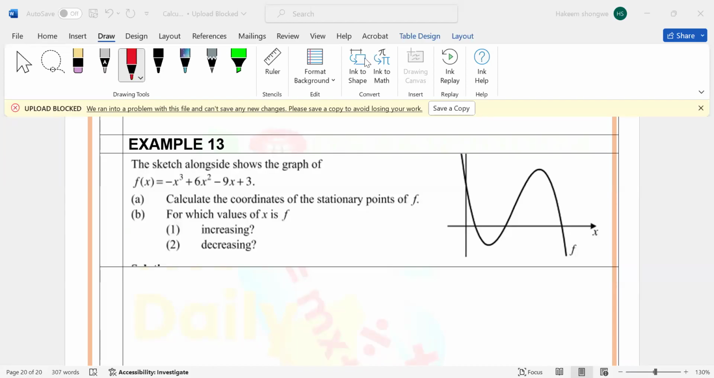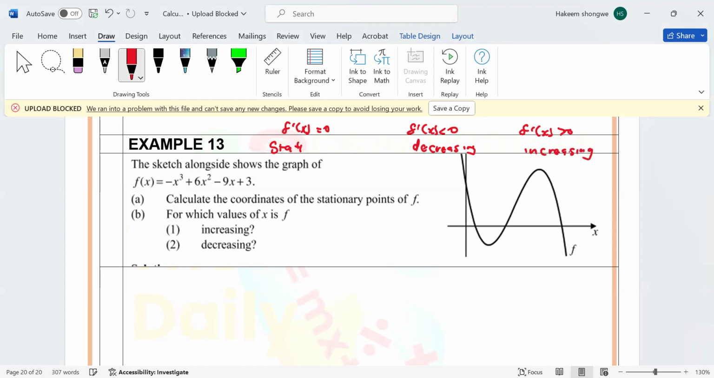Now that we know that, from what we learned in example number 12, when f prime of x equals 0, we have stationary points. When f prime of x is less than 0, we have a decreasing function. When f prime of x is greater than 0, we have an increasing function. Now we're going to use that to our advantage.